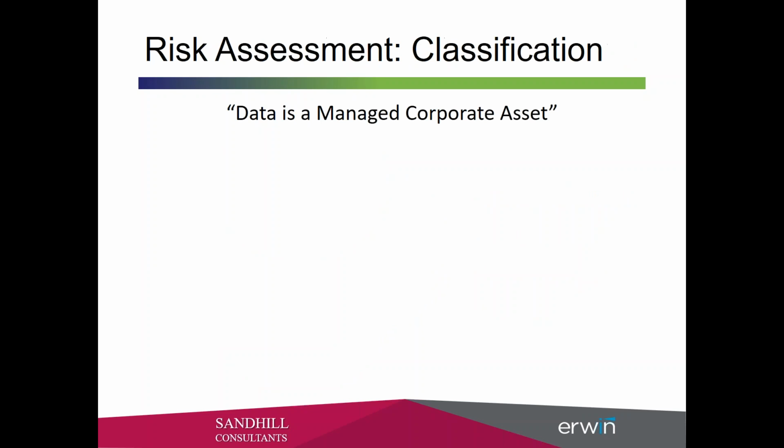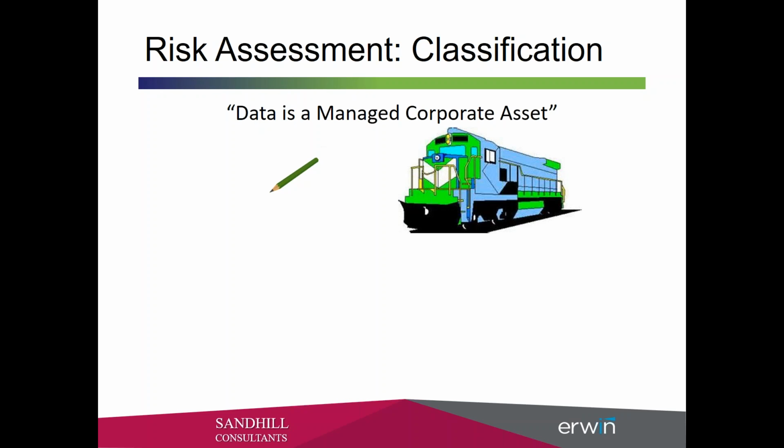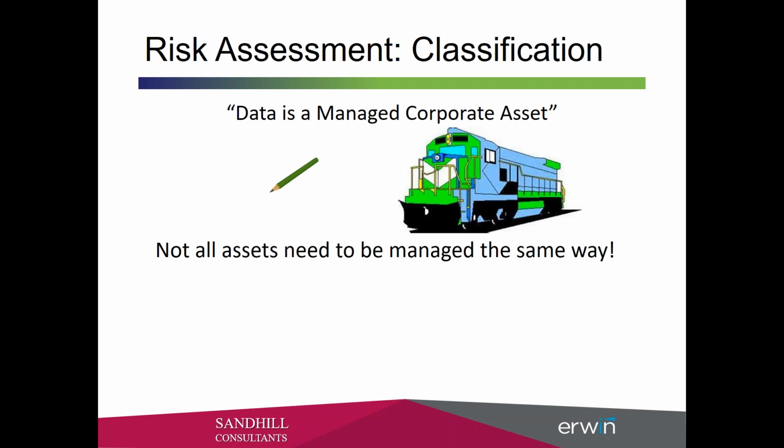So risk assessment in terms of classification. Somewhere in the set of principles related to data management in your organization, there is likely a statement very similar to one you see here, that data is a managed corporate asset. Well, if we look at assets at another example outside the data world, and we look at a pencil and a locomotive, clearly by the mass of the object, the mass of the asset, we recognize that one of them should have a higher level of management in terms of the asset than the other. In other words, a pencil will just be expensed versus a locomotive is a capital asset and needs a whole different set of management. So not all assets need to be managed the same way.